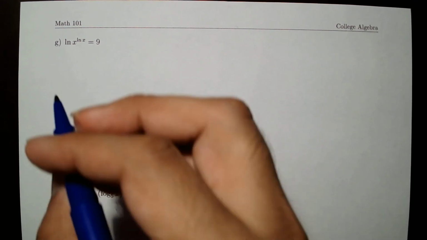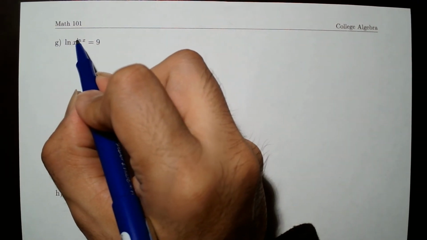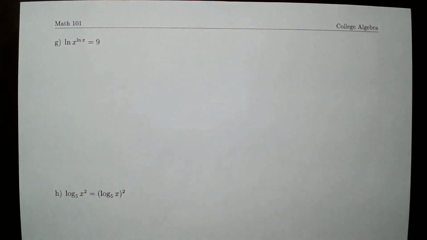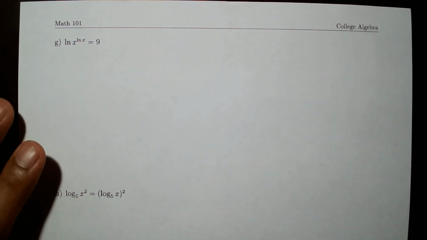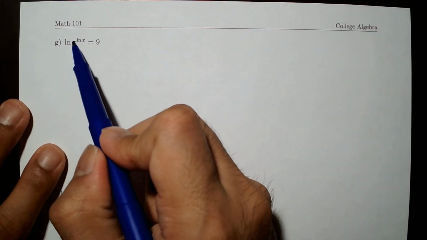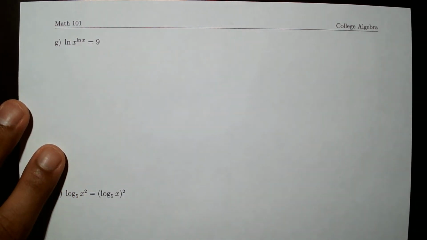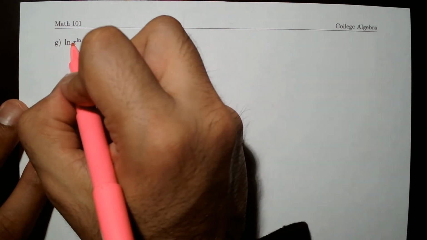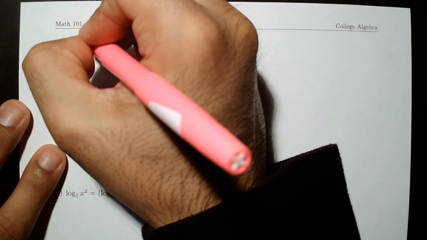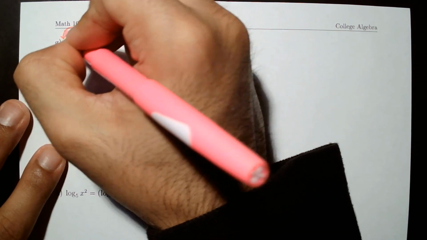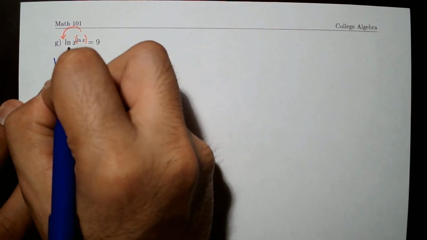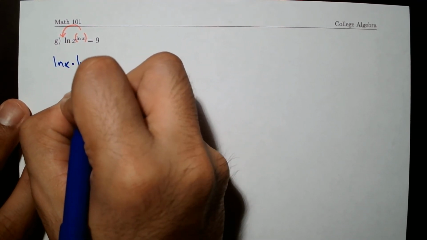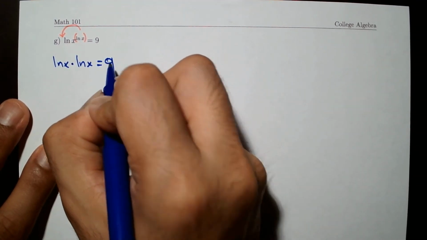We're going to have ln of x raised to itself equals 9. So what are we going to do? How are we going to solve this equation? We have a variable raised to another variable. All right, so this is what I'm going to do. This ln, I'm going to make it come down and multiply with itself. So ln of x multiplies this ln of x equals 9.